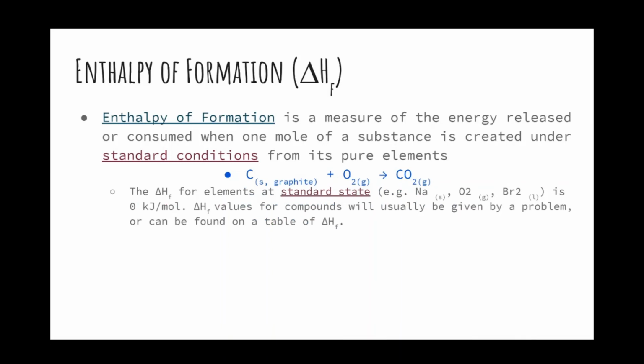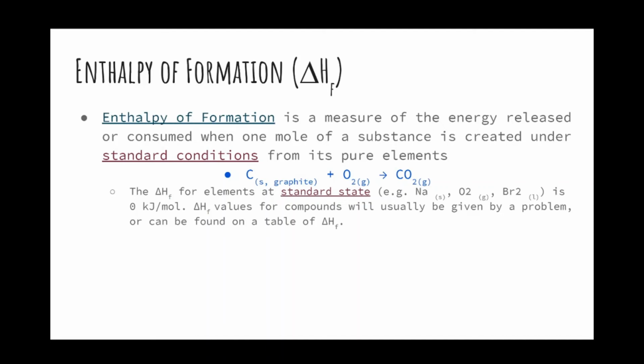So delta H of formation for elements in their standard state, which is the same as standard conditions, such as sodium, oxygen, and bromine, all have a value of 0 kilojoules per mole. If we know that those are 0, then we know that all the energy associated with the reaction we see above is going to be for the formation of carbon dioxide.